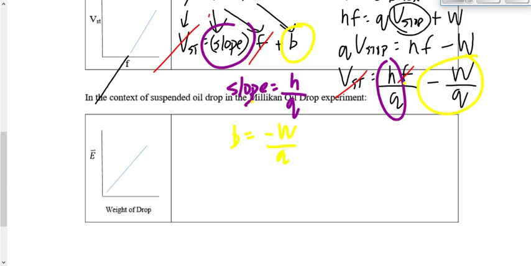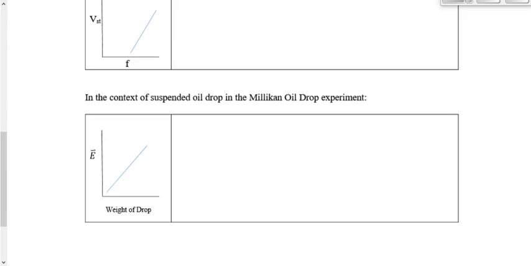Let's do one more that is also unique that you haven't seen before. It's the one at the bottom of this page, which again also appears in the booklet that is on Google Classroom for you guys. In the context of a suspended oil drop in the Millikan oil drop experiment, electric field versus weight of the drop. First step. First step, yep.